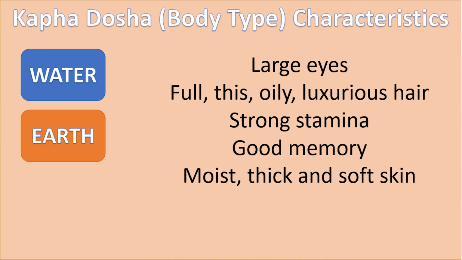And then moving on to Kapha. So what is Kapha? Kapha is water and earth. It is that type of dosha that is very grounded, very stable, thus with a large body frame, large eyes, strong body, good stamina, good memory, moist, thick and soft skin, oily, luxurious hair. Those people are simply nurtured. Think of Kapha as someone who looks very nurtured, very strong.